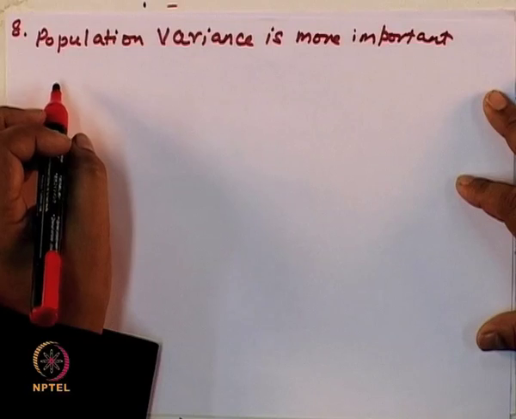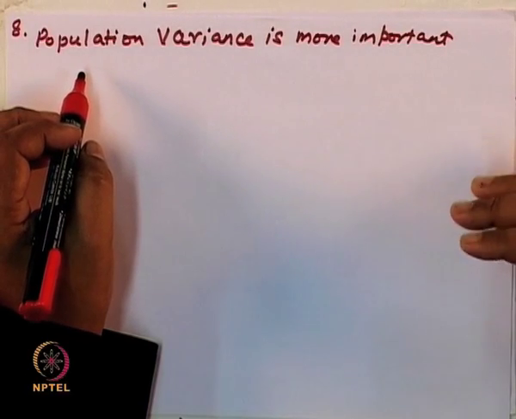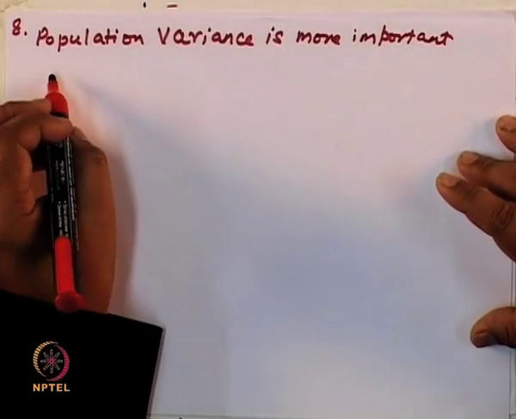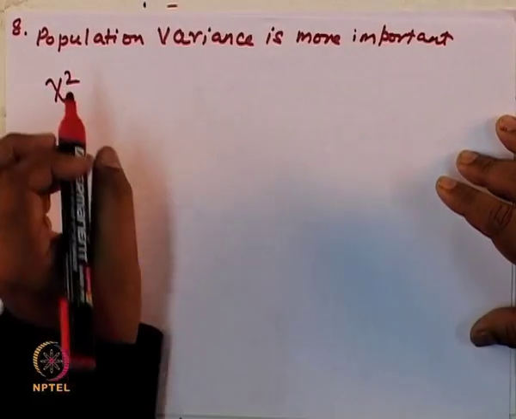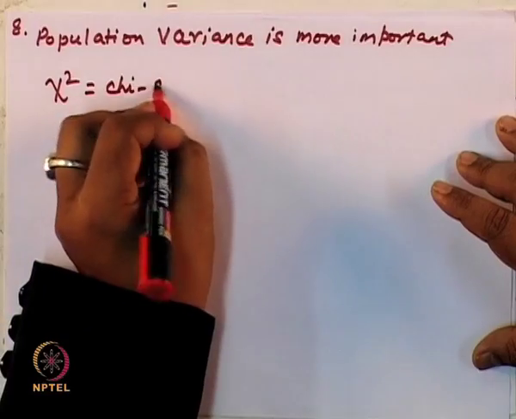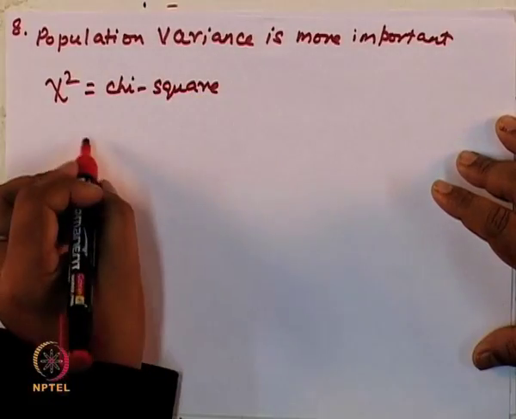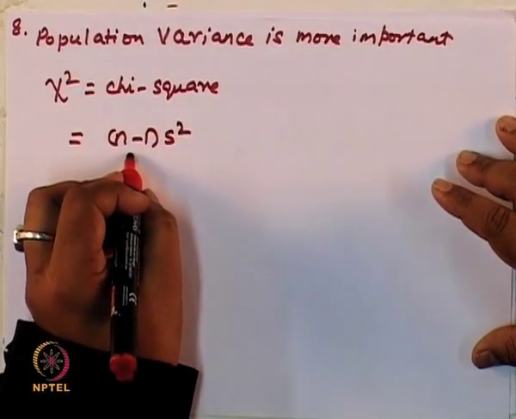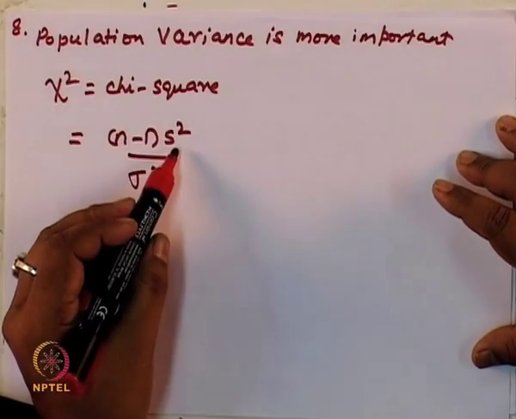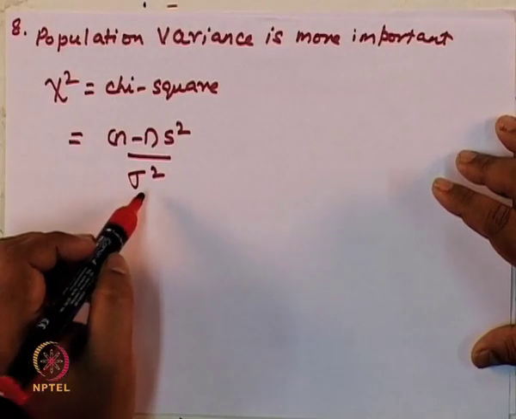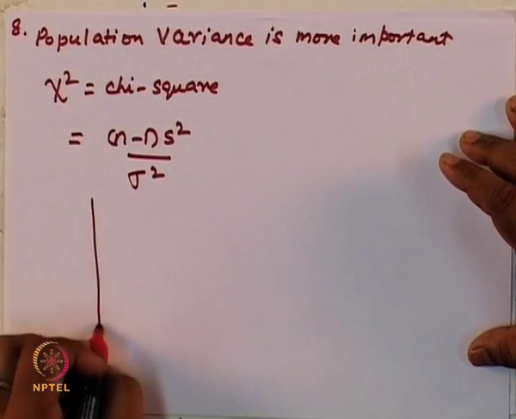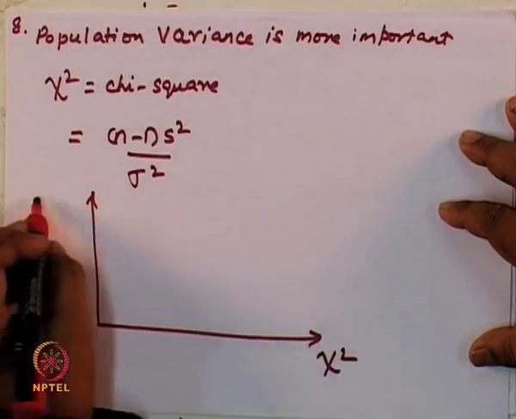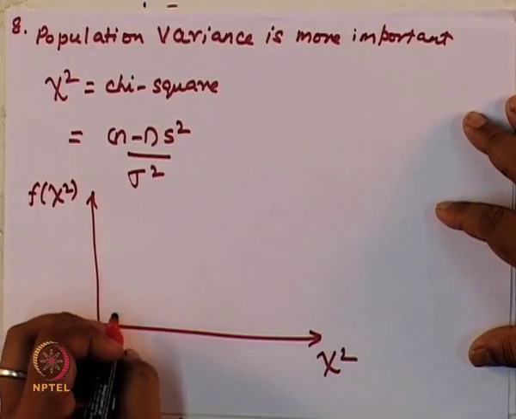So, for saying anything about whether two samples have same population variance or different population variance, you use the test statistic called chi-square statistic. And chi-square is given by the expression n minus 1 into S square by sigma square. So, S square is your sample variance, sigma square is your population variance. And if you plot this, the chi-square curve is asymmetric. So, the chi-square curve looks something like this.